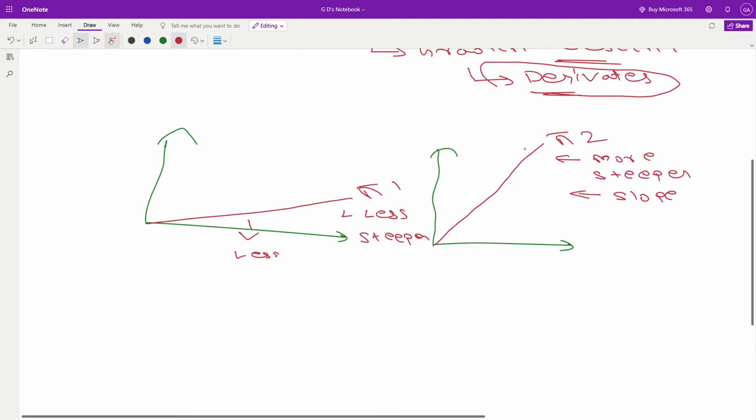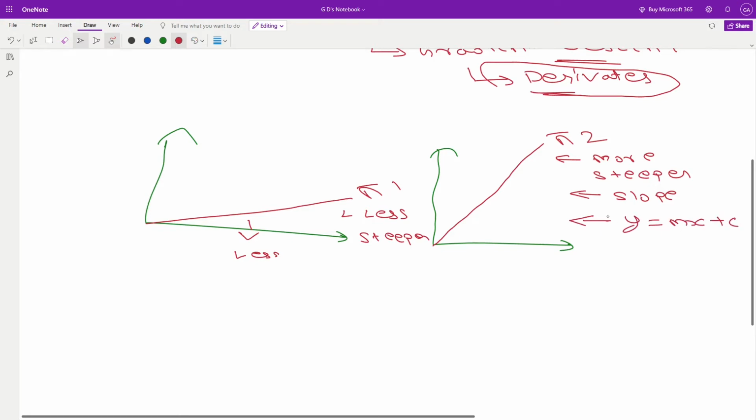So the main point I want to convey here is, if I want to mathematically represent this steepness, that is slope, how do I represent it mathematically? If I want to find the slope of a line, generally the equation of a line is given by y is equal to mx plus c.